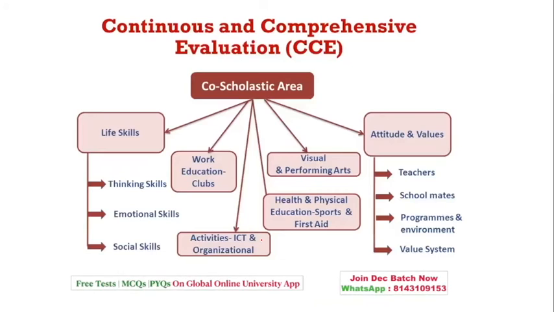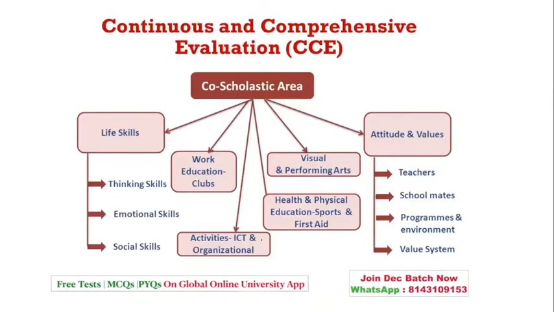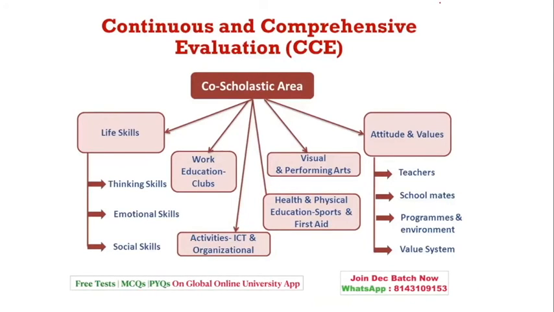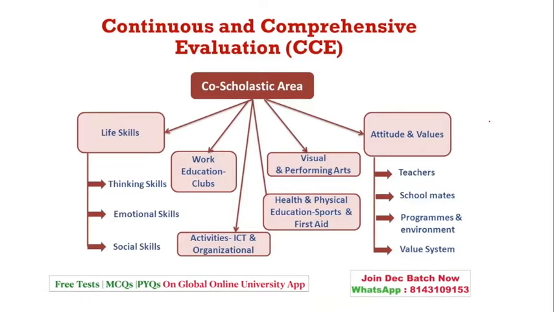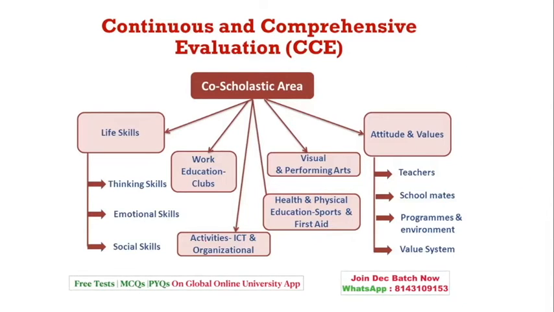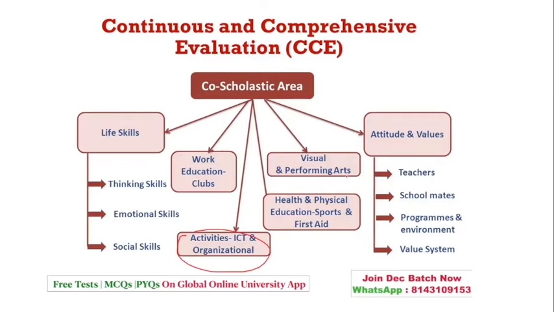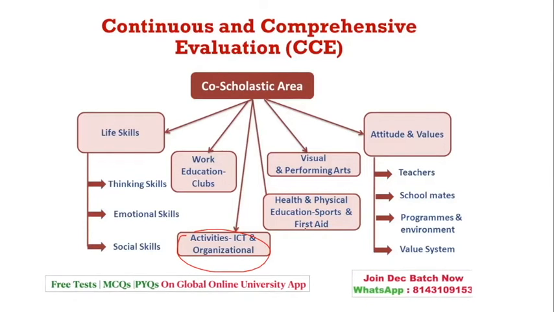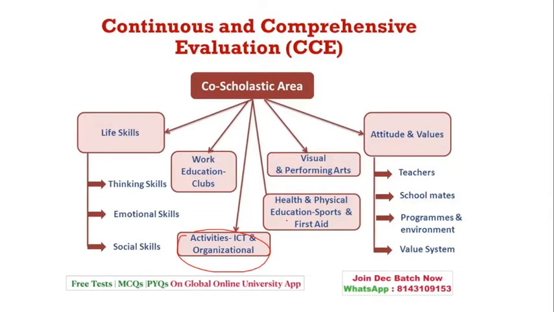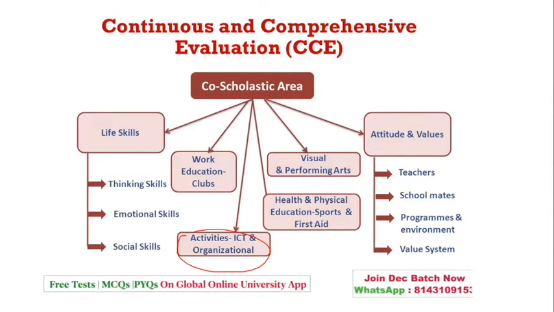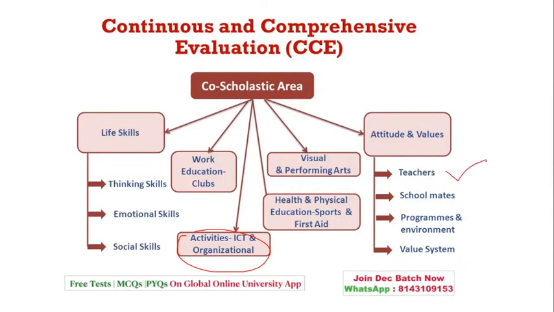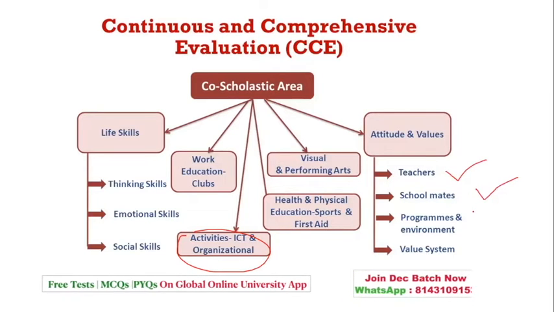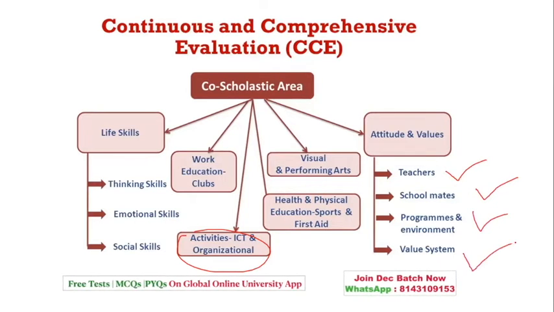So let's quickly have the example of co-scholastic areas. It depends upon life skills, that is thinking, emotional and social skills; work education; ICT; visual arts; health with the help of physical education, sports and first aid; and attitudes and values with respect to the teacher, classmates, the programs, the environment and the value system.